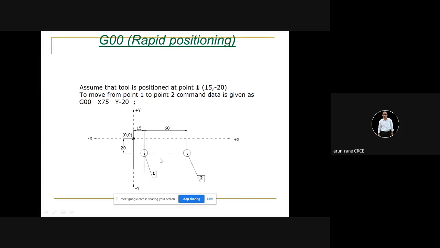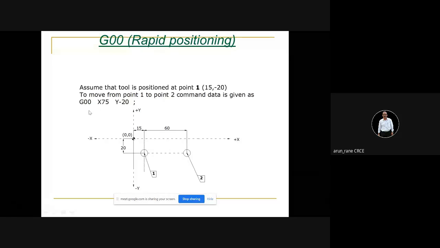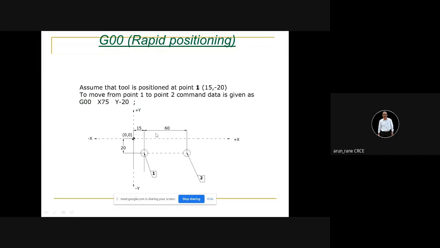So from here to here, there is no machining. Machining is only at this point and at this point, that is drilling happening. So this is the idle movement, and this should happen fast. That's why we use G00. So G00, now the next point is X75, that is 60 plus 15, with respect to this point, and then Y minus 20. So this is rapid movement.